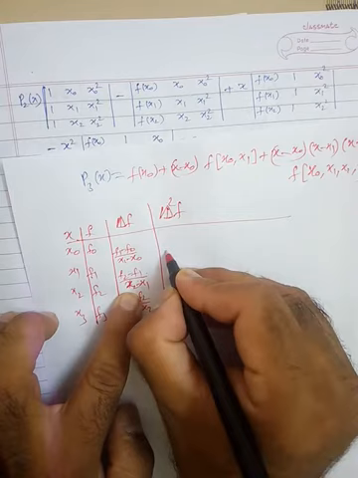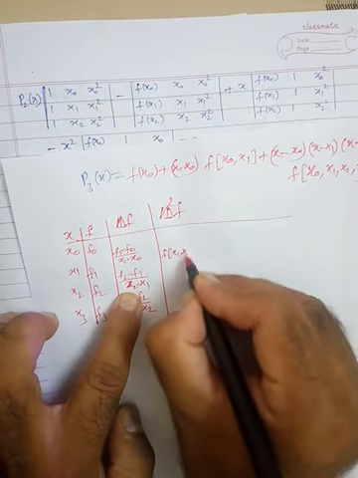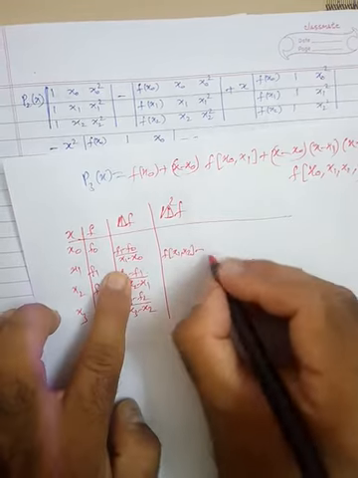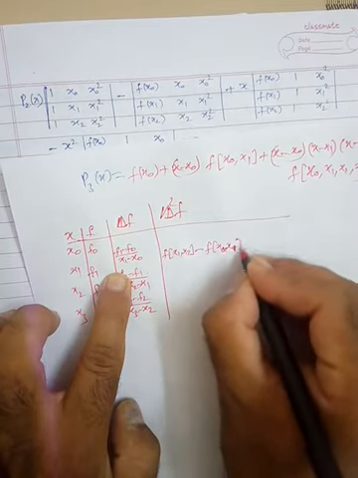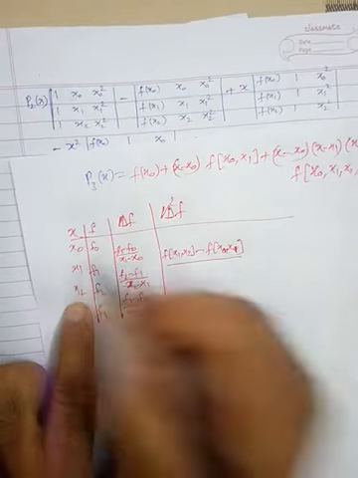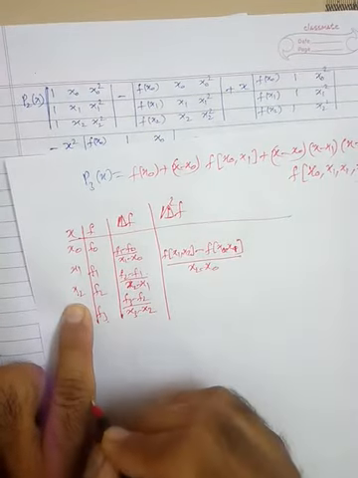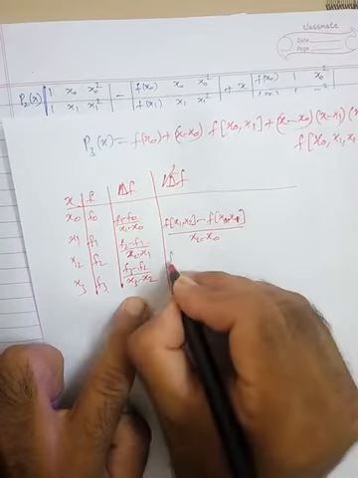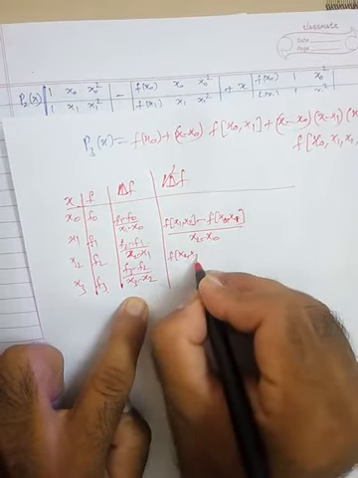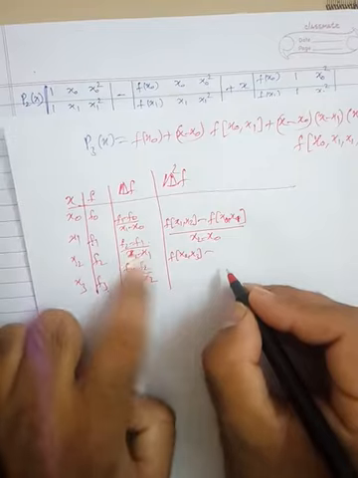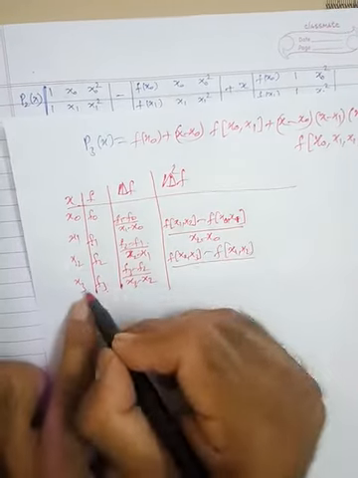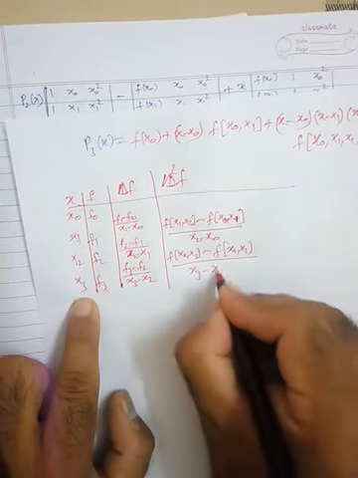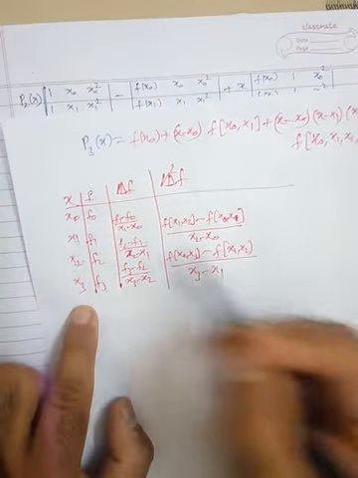This difference is denoted by f of x1 x2. This difference is denoted by f of x0, x1, divided by x2 minus x0. Now this difference is f of x2 x3. This difference minus this difference is denoted by f of x1 x2 divided by x3 minus x1. एक एक का difference, x2 minus x0 here, x3 minus x1 here.